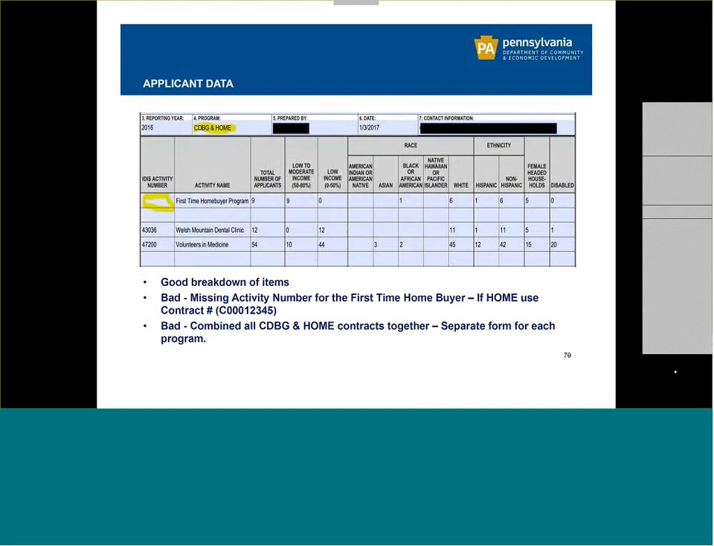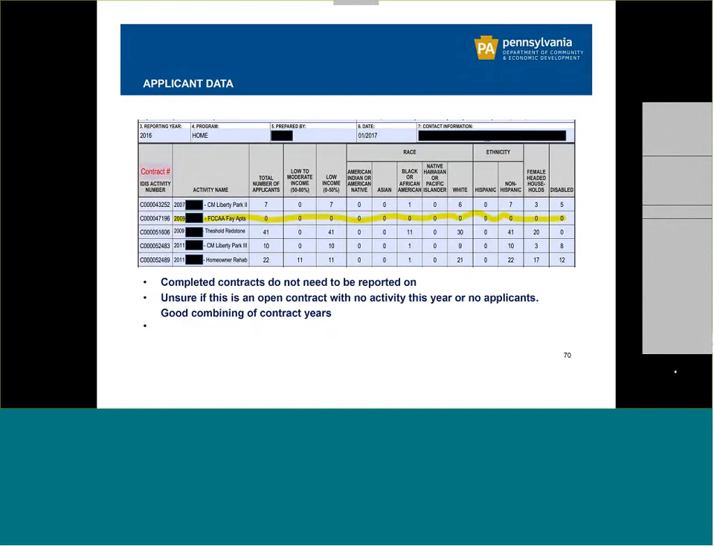Here again, we had a good breakdown of items. The only issue, two issues here. First thing is they combined CDBG and HOME. Please do not do that. Have one form for CDBG and one for HOME. And we know HOME, you don't have an IDIS activity number. We don't want to see every individual, and we'll show that, I think, in the next slide. Just put your contract number there, whatever your HOME contract number is, so that we can identify what year that would be coming from. It wasn't the next one, but that's okay.